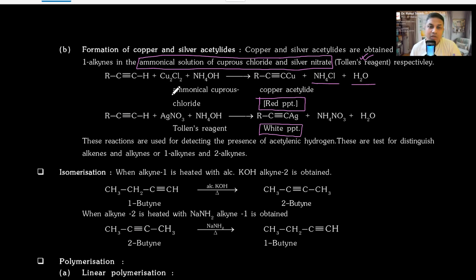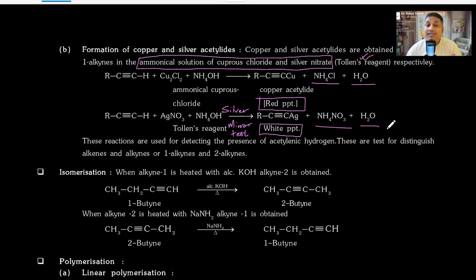Yes? Okay. So when you use Tollens reagent, then this test is also called the silver mirror test. Silver mirror test. Also another form of test for unsaturation. This time ammonium ion combines with the nitrate ion, forming ammonium nitrate, and H plus, which was substituted from the alkyne, combines with the hydroxide ion, forming water. Good? Yes?